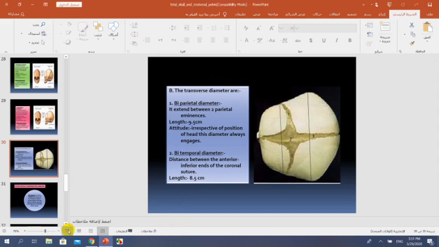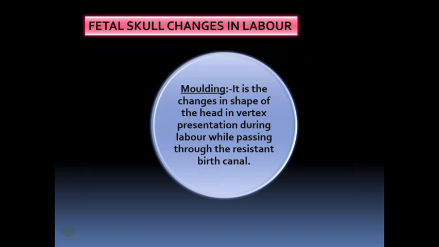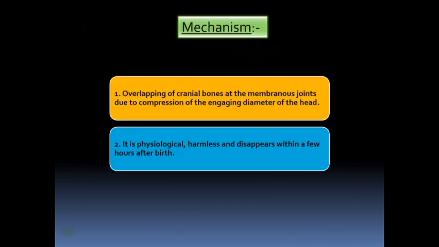Then we will discuss the changes affecting the fetal skull during labor, and one of these changes is molding. Molding, as we know, is the overlapping of the fetal skull bones during passage through the birth canal, leading to reduction in the diameters of the fetal skull and enhancing its passage through the birth canal. It is usually physiological, harmless, and disappears within a few hours after birth.